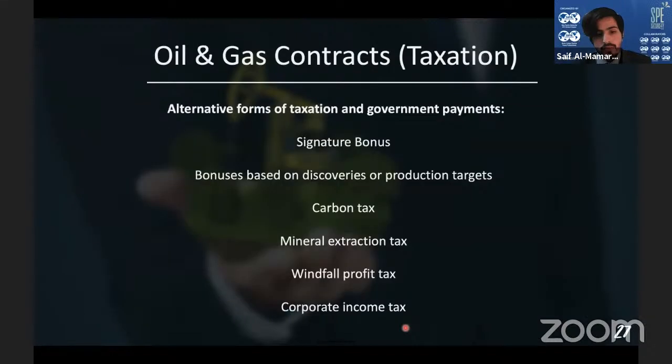The next slide is just briefly on other forms of taxation. This is more common in PSA systems. You find things like signature bonuses, so you pay a huge upfront payment when you get concessions. There's also been the introduction of carbon tax recently in some countries. There's mineral extraction tax in some countries. So there are many ways to tax the oil and gas industry.